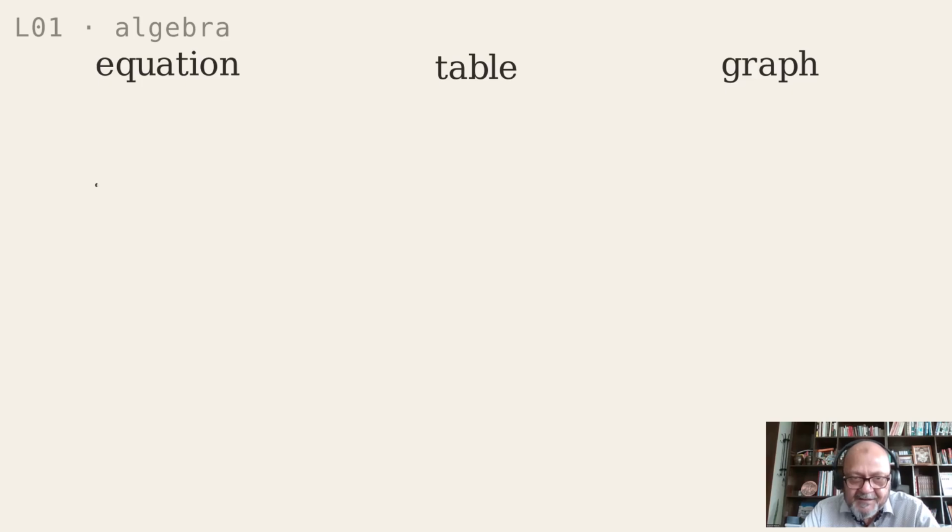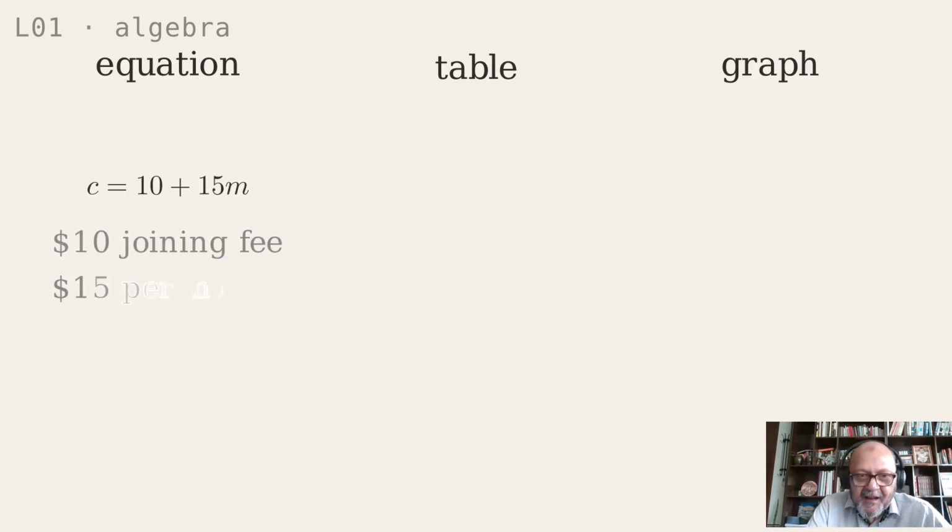Here's an example, all right? Imagine a gym charges a $10 joining fee and then $15 per month. So we can represent the total cost with the equation C = 10 + 15m. So here C represents the total cost, okay? m represents the number of months, 10 represents the initial joining fee, and 15 represents the monthly charge.